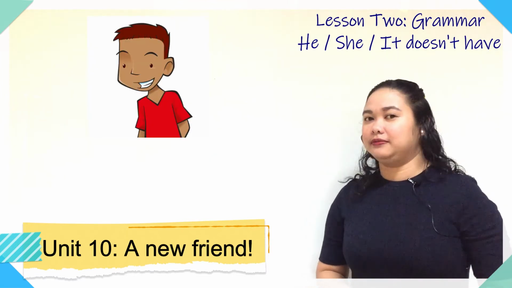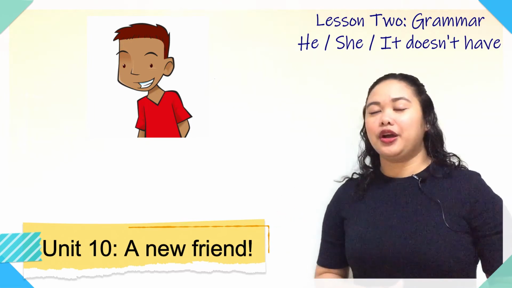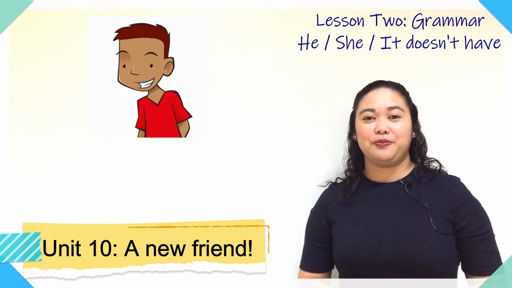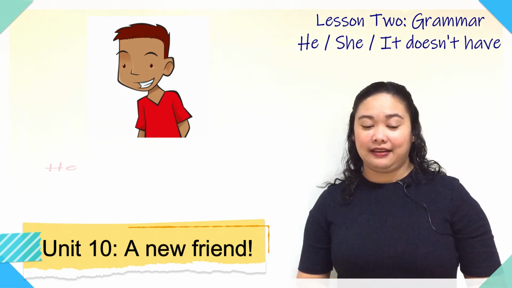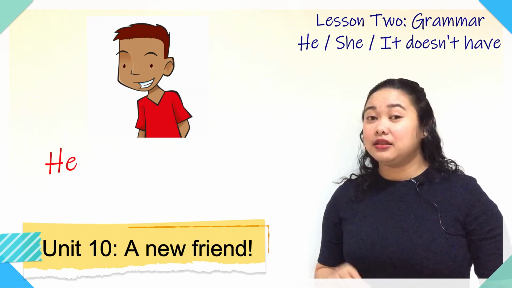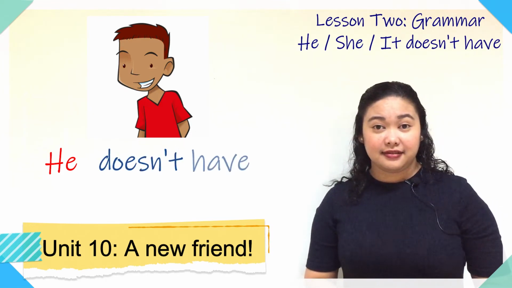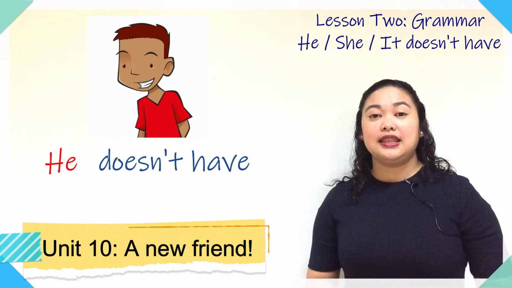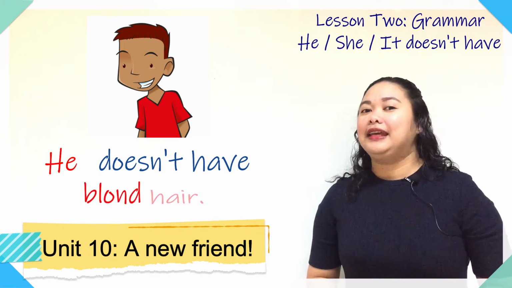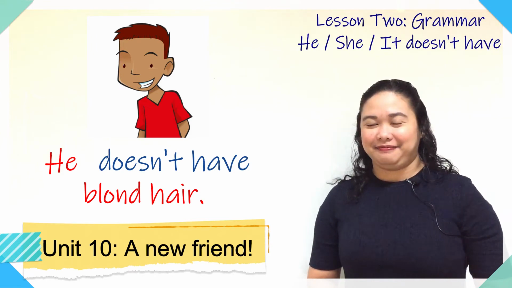Okay, so let's move to number 4. Look at this one. What pronoun are we going to use on this picture? We use the pronoun he. Good. So we write he plus doesn't have, and then he doesn't have blonde hair. He has brown hair. Okay?